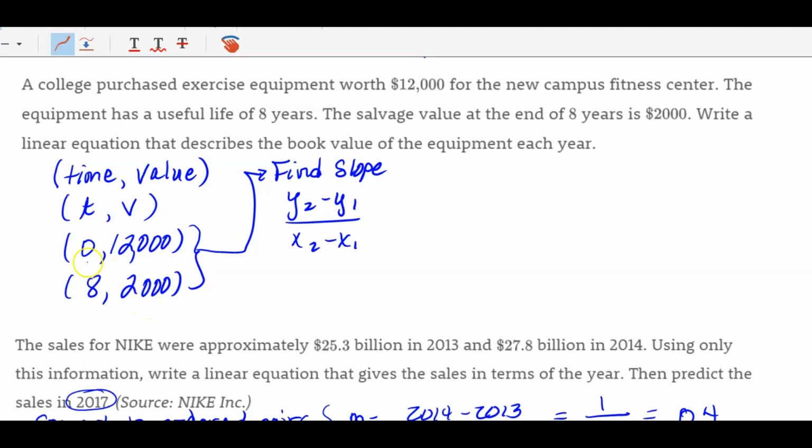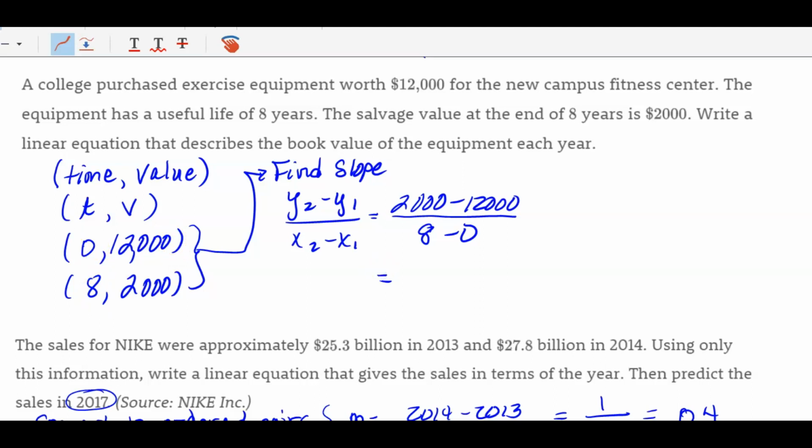So given these two ordered pairs, I can find the slope, and then from there I can find the equation. So let's work on finding the slope. So y2 minus y1 would be 2,000 minus 12,000 over 8 minus 0. So y2 minus y1 over x2 minus x1.